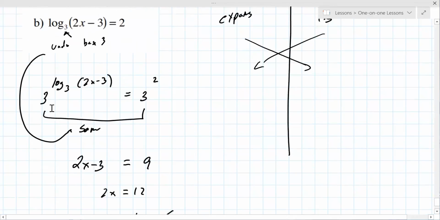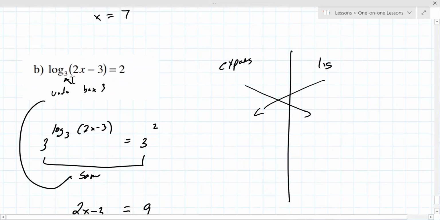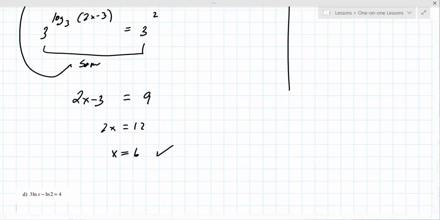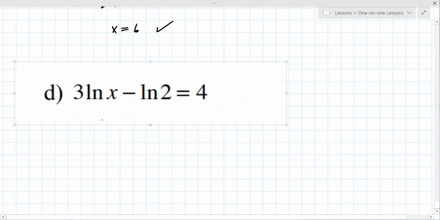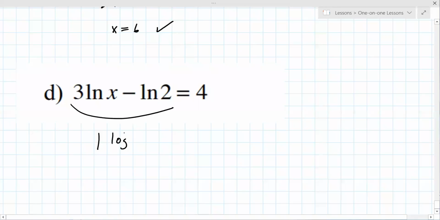So you'll notice in this previous problem, the log was already solved for. It was already by itself. Here in D, you have to get the log. You really want one log here, or one ln, if you will. So you have to combine these. It's kind of like a problem where you have to condense, which we didn't do.